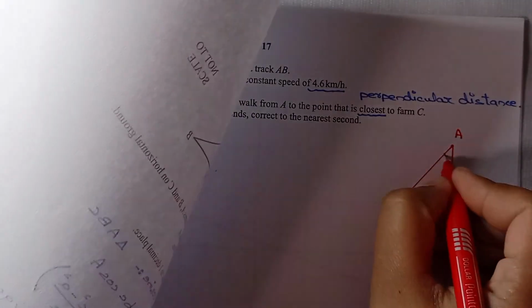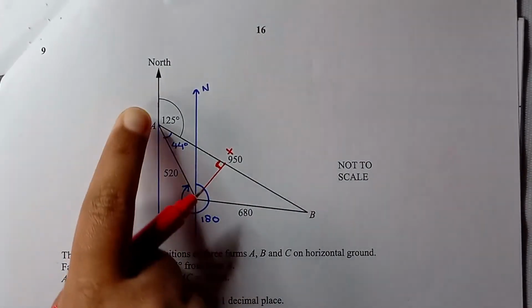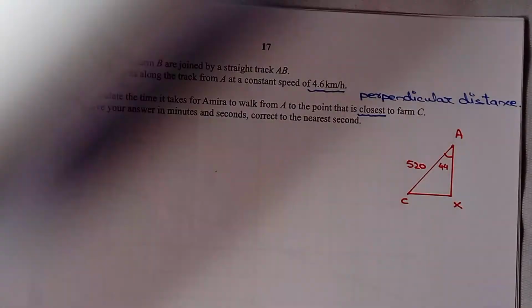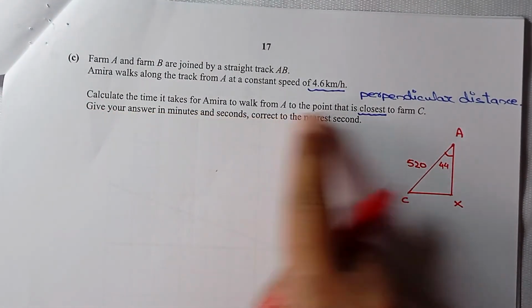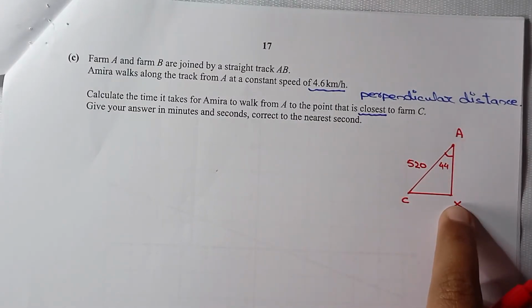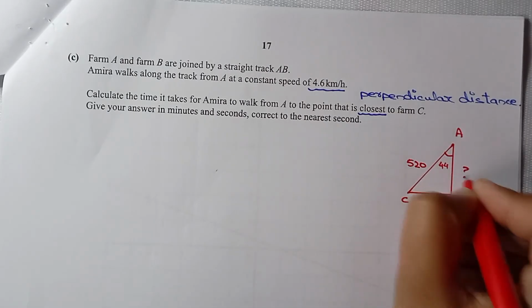Okay, so we know the angle is 44 degrees, right? And A to C is 520. And we need to find A to X. This is the shortest distance, right? Because we need to calculate the time it takes for Amira to walk from A to the point that is closest to farm C. So this is a point. So we need to find this distance first.